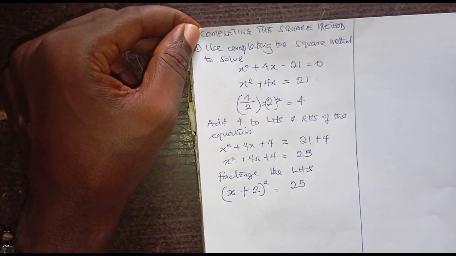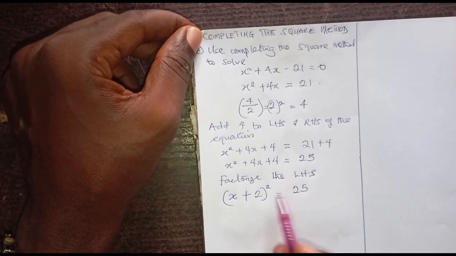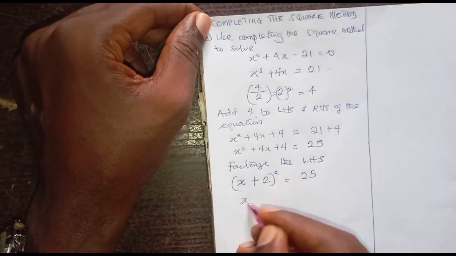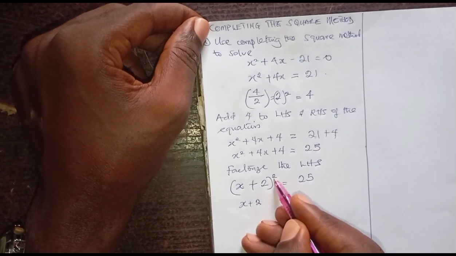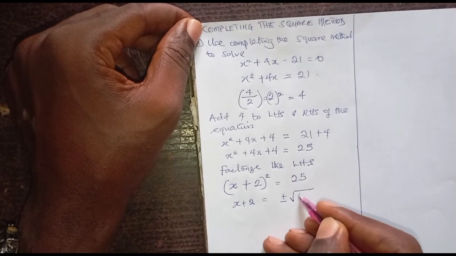Now the next step is this. Don't forget our aim is to get x. So now the next thing we do is to have our x plus 2. We take this square to this side to become plus or minus square root of 25.